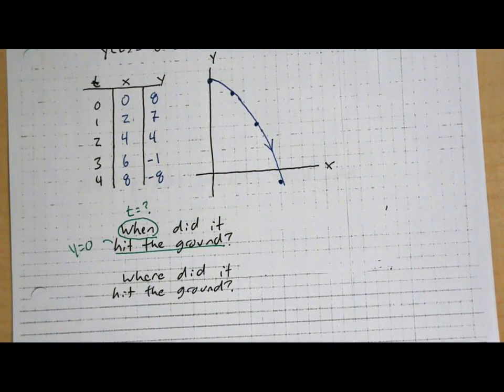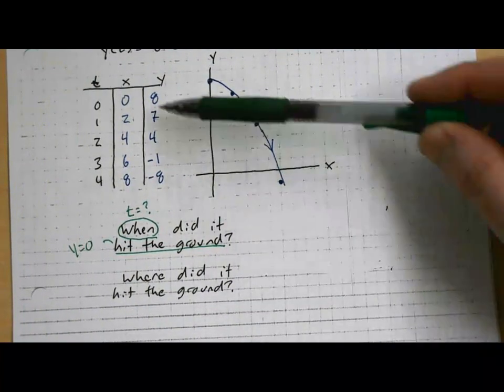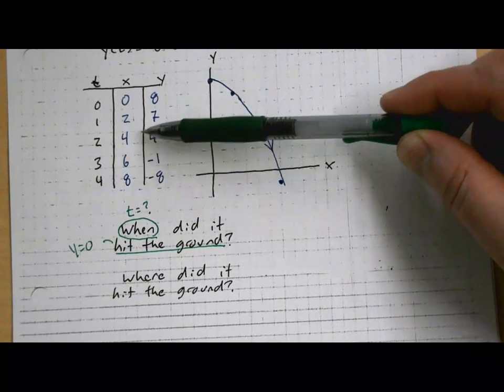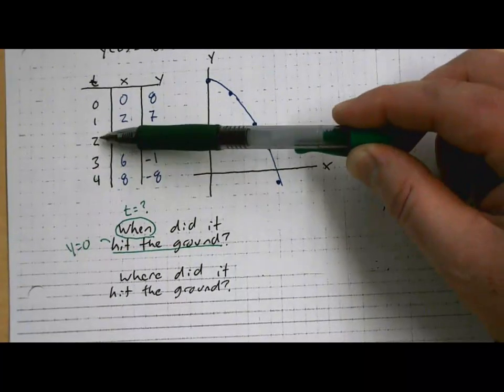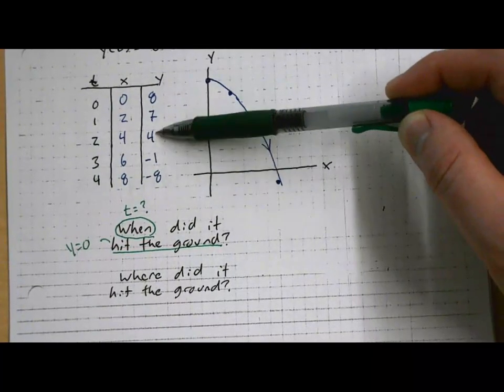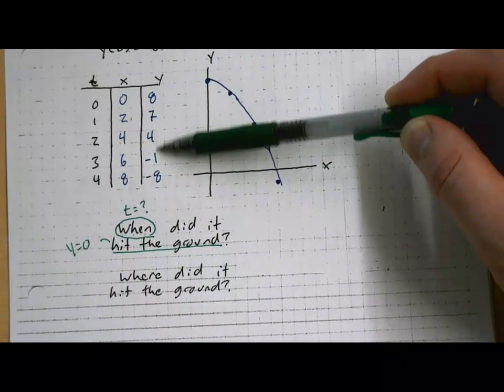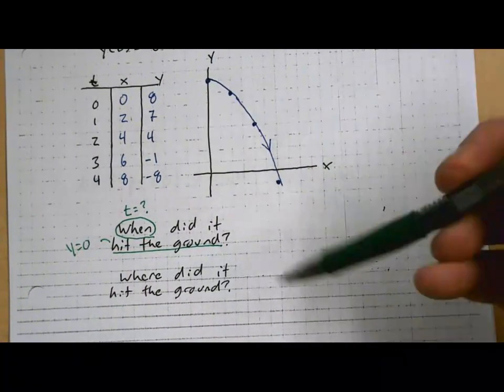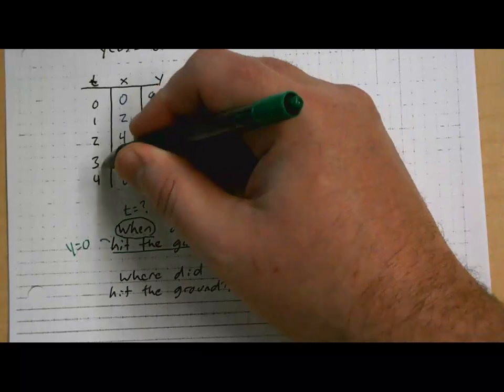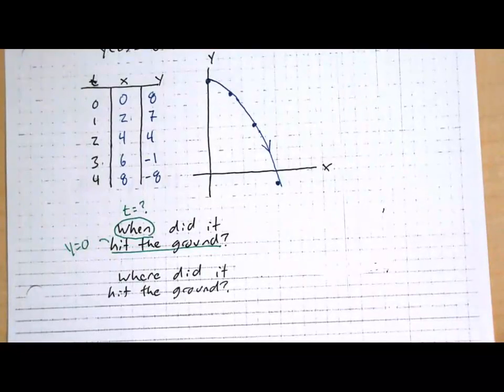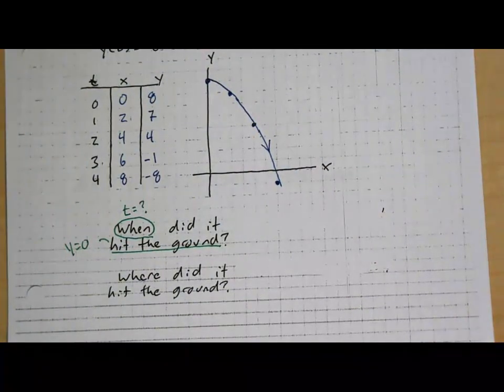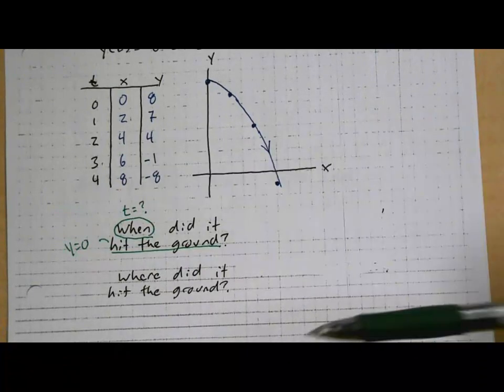And if you look at the table, what would your answer be? Yeah, so I would say somewhere between here and here, right? Y is 0 somewhere between here and here. So we could answer this question by saying between 2 and 3 seconds, just by looking at the table. Between 2 and 3 seconds, this thing is going to hit the ground.